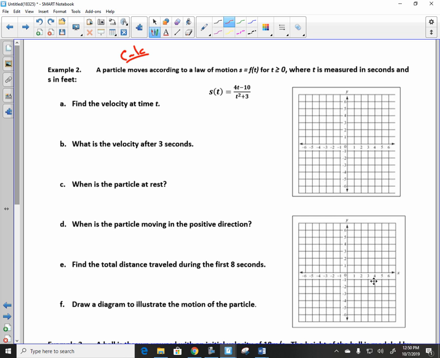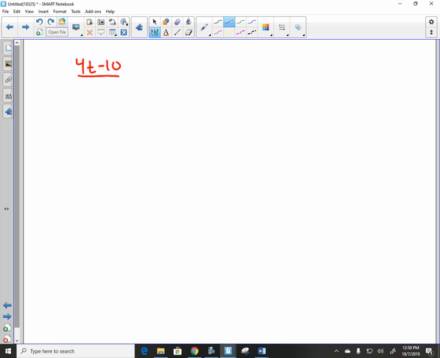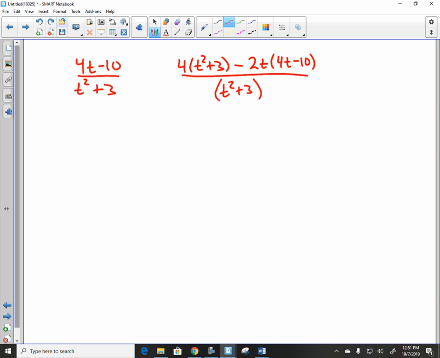Okay? So it says find the velocity at time t. I can't use my calculator for that. Finding the velocity, what do I do to find the velocity? Take the derivative. How do we take the derivative of that? Quotient rule. Yep, you have 4t minus 10 over t squared plus 3. So quotient rule, derivative of the top, 4 times t squared plus 3. Then what? Minus 2t times 4t minus 10, all over t squared plus 3 quantity squared.